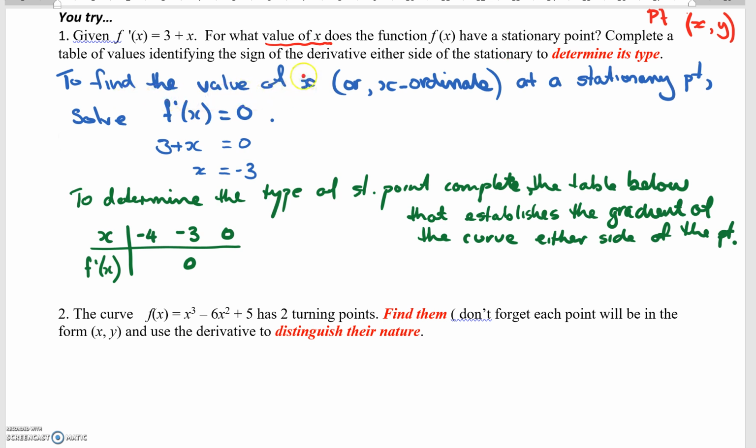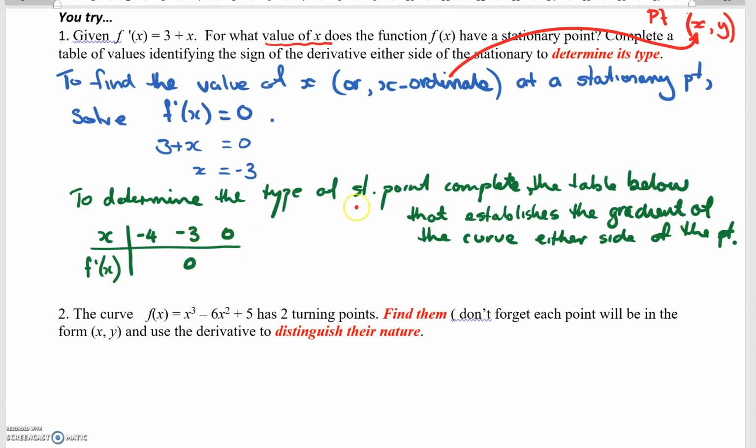So, to find the value of x, which is what the question asks, for what value of x? To find the value of x, or the x-ordinate, would be just this part, and that's all this question's asking you to get. At a stationary point, we just solve first derivative equal to 0. So we're given the first derivative, 3 plus x, solve this little equation. It's not very difficult math skill here. We've got that it's going to happen when x is -3. We don't actually know what this function looks like. We know its derivative expression is this, but we don't know the actual function.